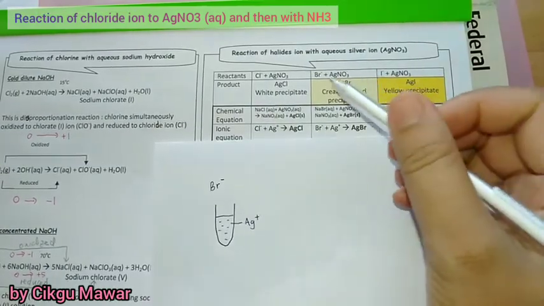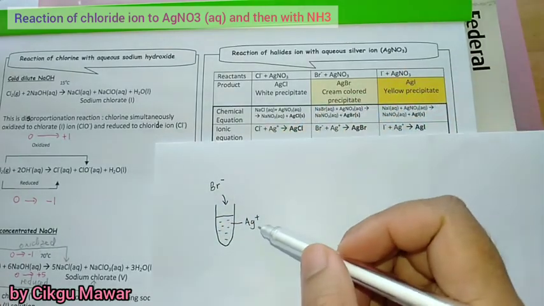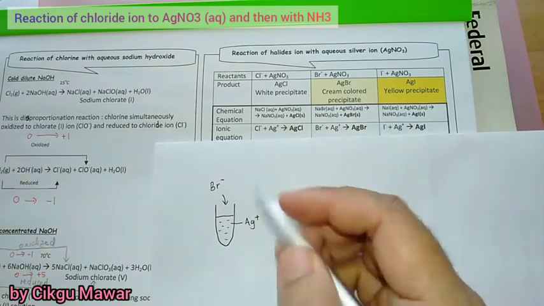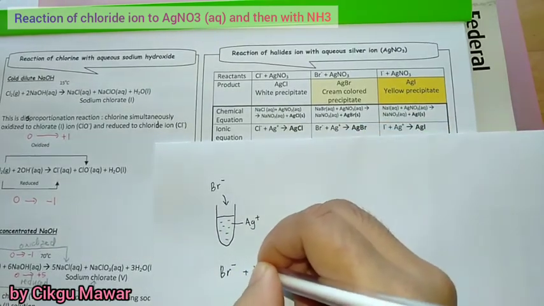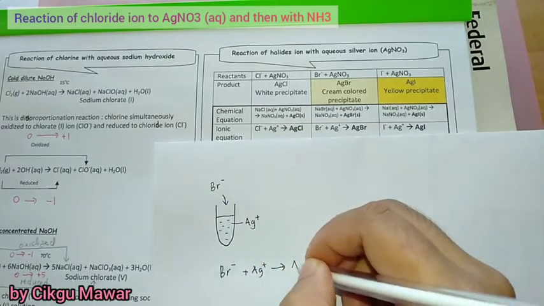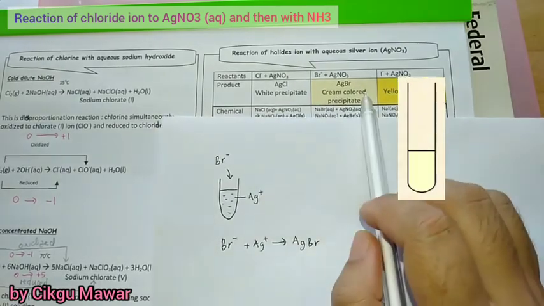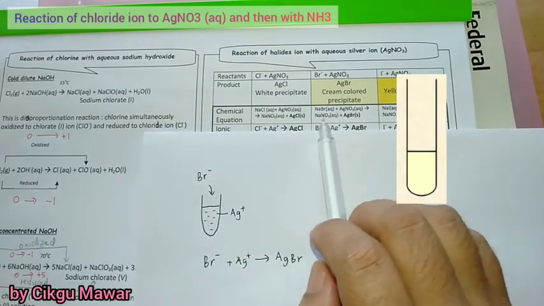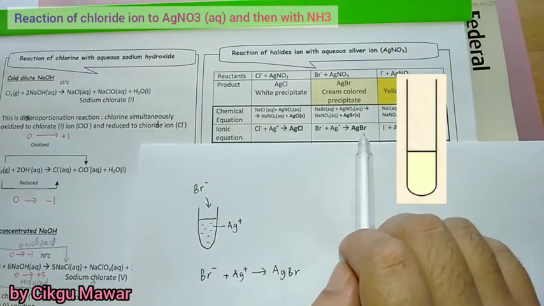The second one, I use bromide ion, the second halide, which I drop into the silver ion solution, which comes from the silver nitrate solution. So now what is the product formed? I just write the ionic equation here. When we pour it into the silver ion, we will get the insoluble salt of silver bromide, and this precipitate is a cream colored precipitate. When we want to write the full chemical equation, we write like this, and then here is the ionic equation for the formation of silver bromide.